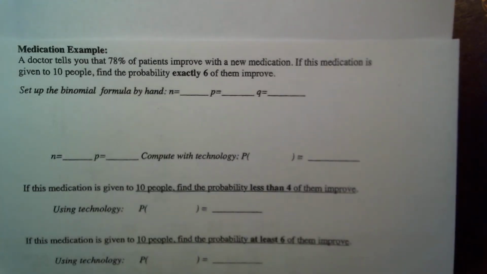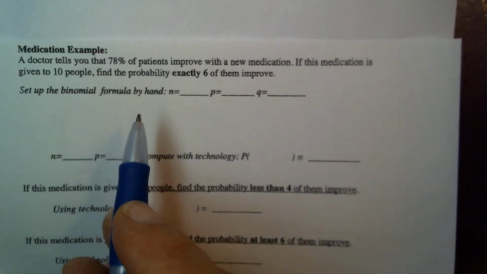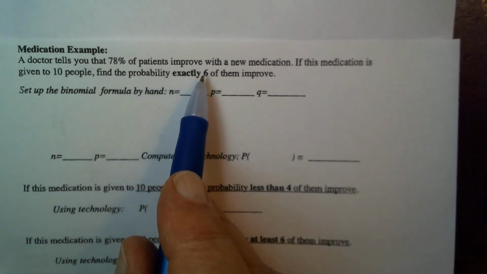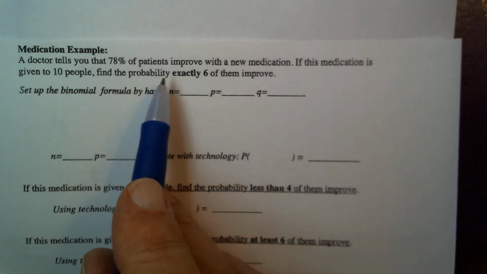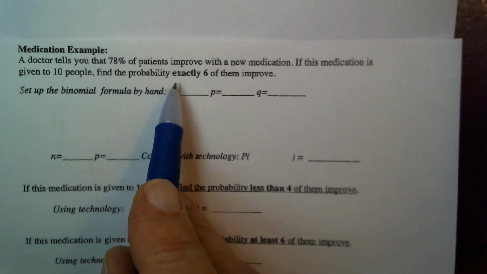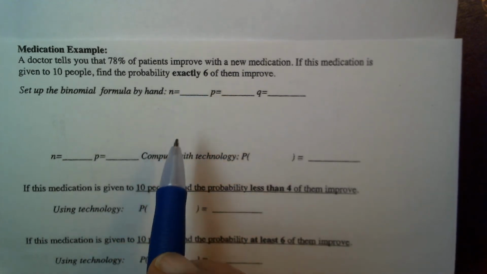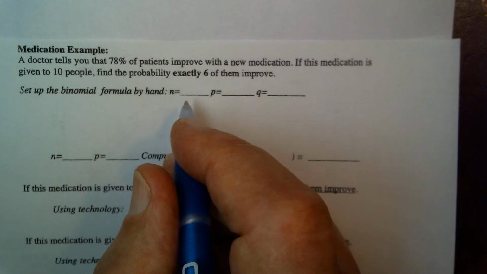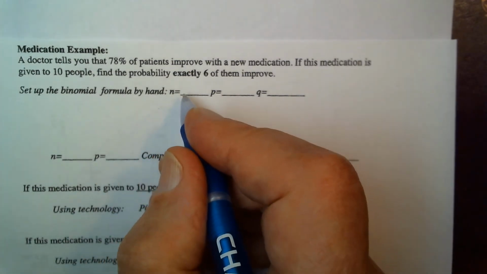Next is an example of medication. Here a doctor tells you that 78% of patients improve with a new medication. If this medication is given to 10 people, find the probability exactly 6 of them improve. Set up the binomial formula by hand. So n is equal to 10.